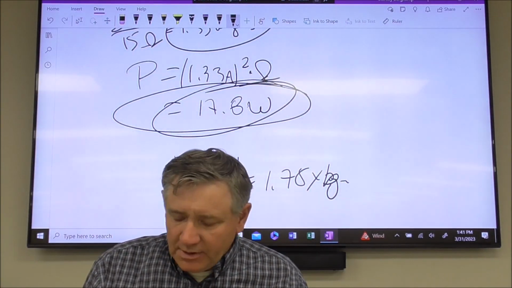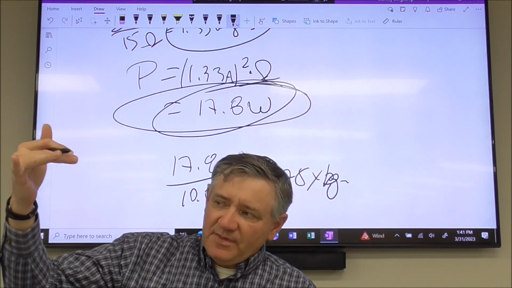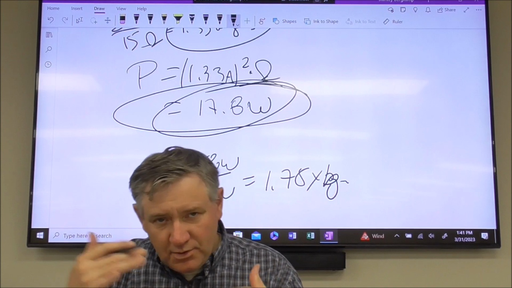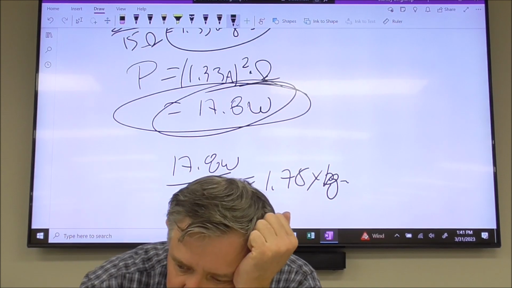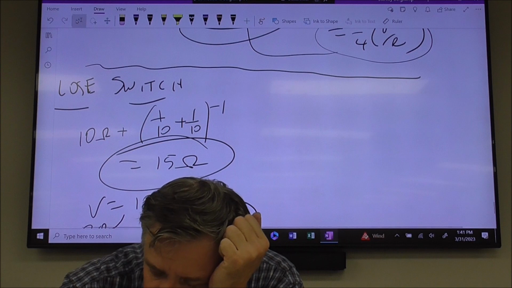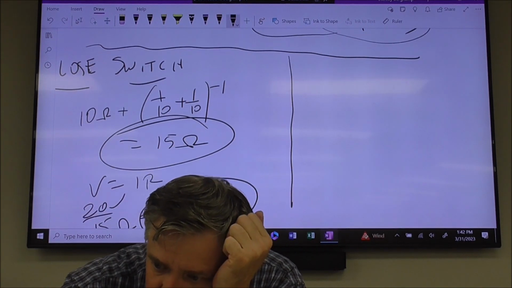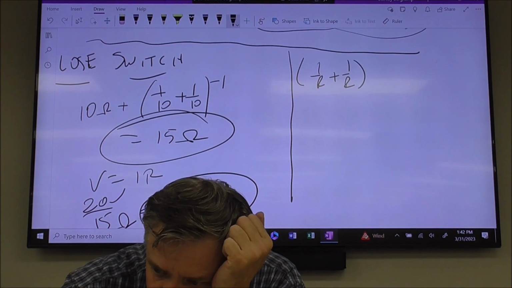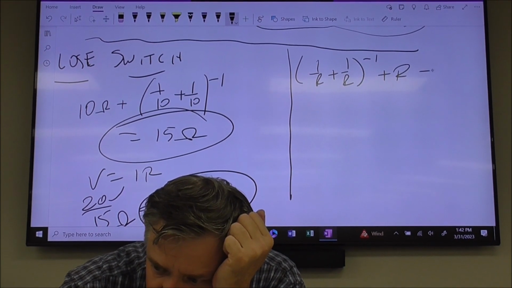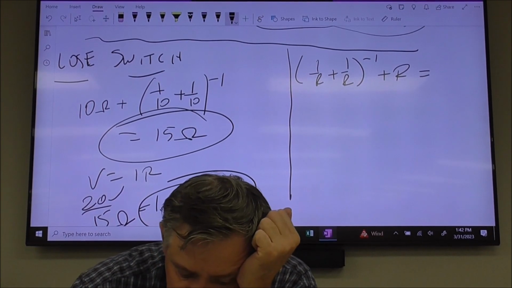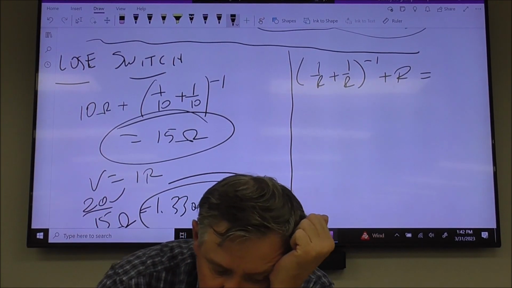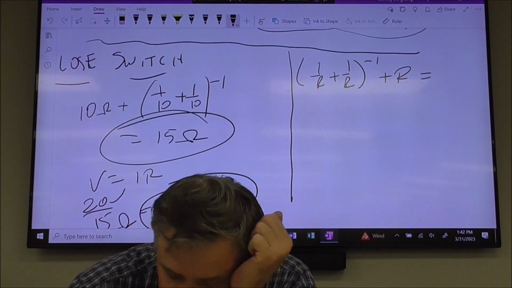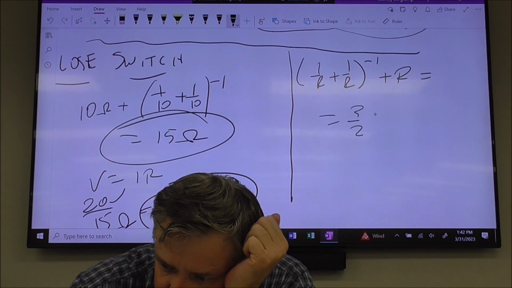Now, the advantage of the elegant way, the algebra is a little bit trickier, but you see a more pure mathematical comparison. On that elegant approach side, you now have 1 over R plus 1 over R, and the inverse of that plus R to get your total resistance. When you take 1 over R plus 1 over R, you get 3 halves R.